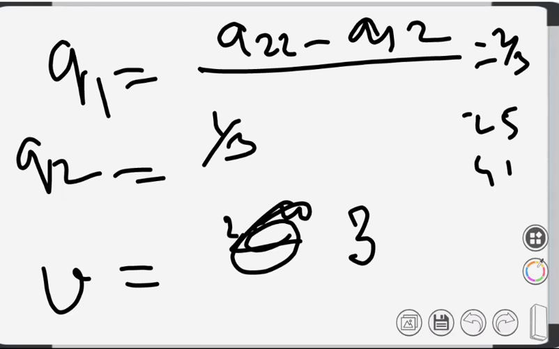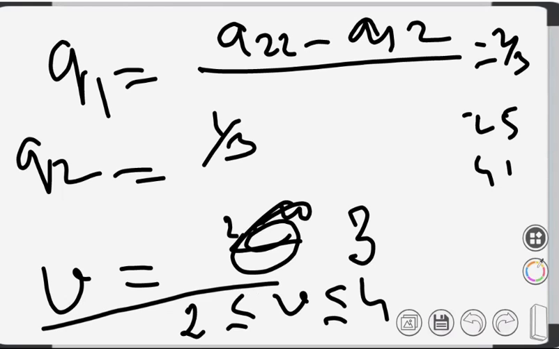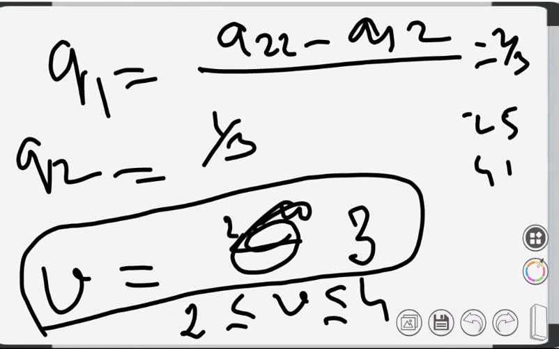So check. We have said V is lying between 2 and 4, isn't it? We have said that V is lying between 2 and 4. And what value of V have we got? We have got the value of V as 3. So 3 lies between 2 and 4.